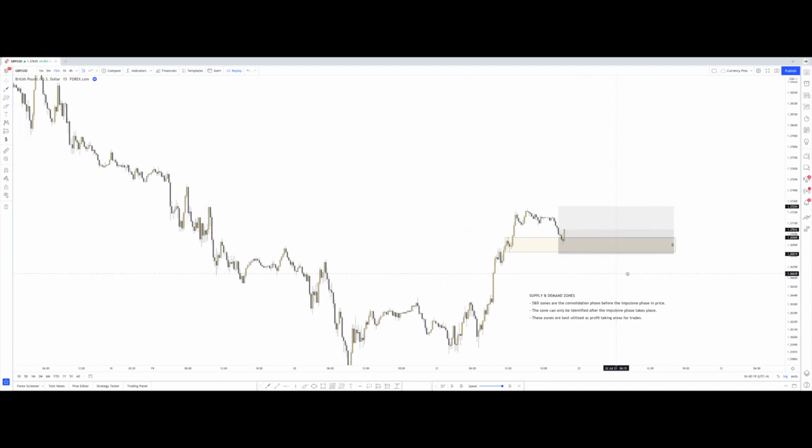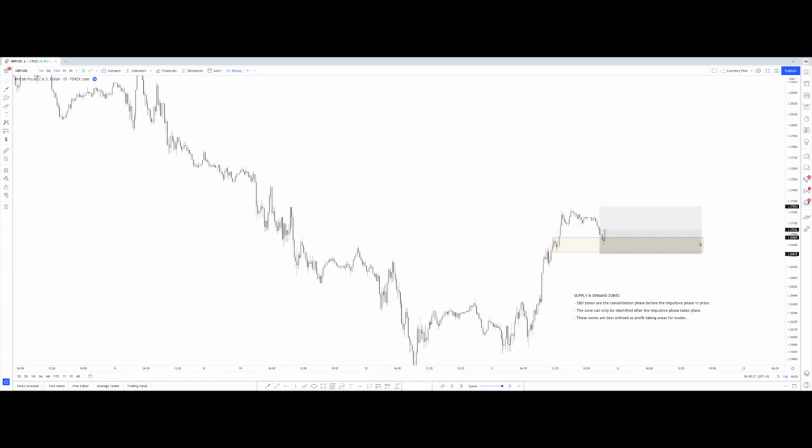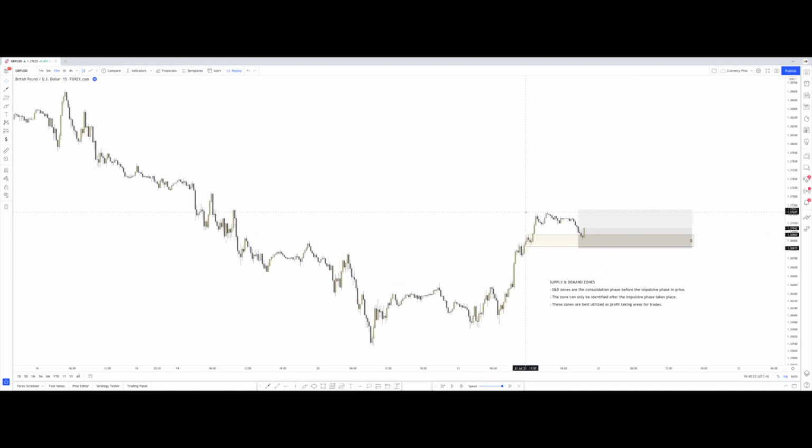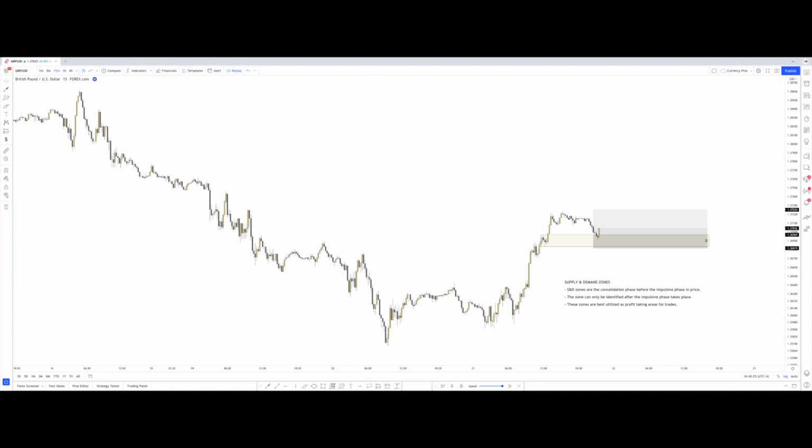So again, let's look to the left and find an unmitigated supply zone. So we have supply in a lot of areas here, right? Like there's a lot of places that we could look at, but one that stands out to me the most is actually this right here. I'm gonna label it supply. And the reason that stands out to me the most is because it was never mitigated.